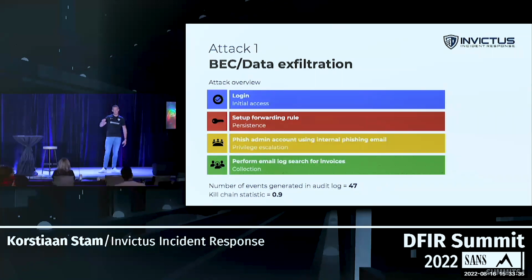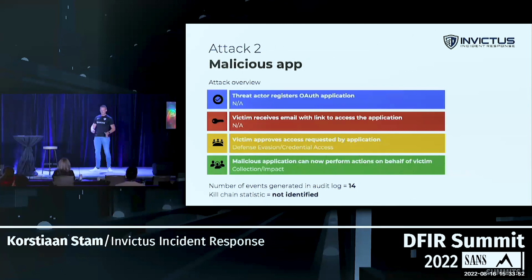There are 47 events generated because of this attack, and the kill chain statistic associated with it was 0.9. So there's a very high probability that if you were to use Alpha, you would have seen this and you would have investigated it further. So this is good news. But I want to be honest, the next attack, not so much.